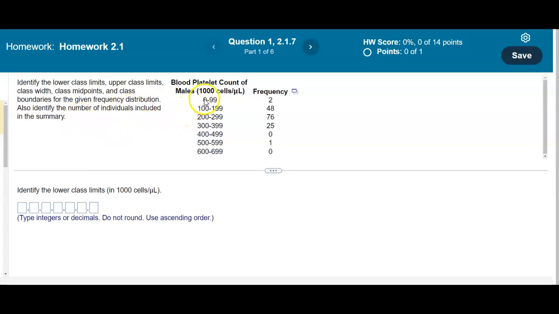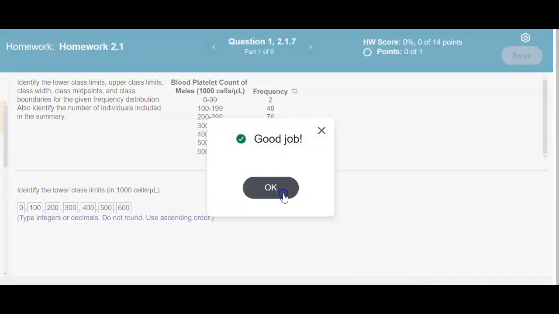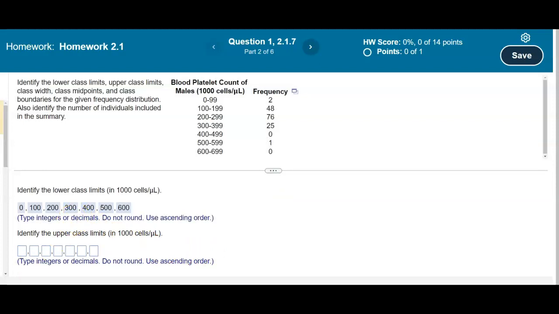The lower class limits are going to be the ones here on the left-hand side of the classes, going from 0 to 100 and so forth. These are your lower class limits. Let's go ahead and put that in there. We got 0, and then 100, 200, 300, 400, 500, and then 600. And therefore, those are our lower class limits.